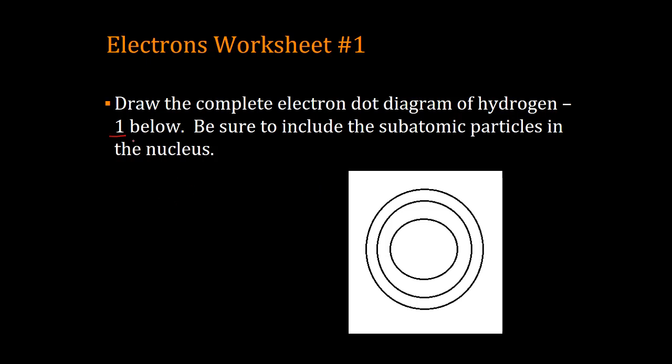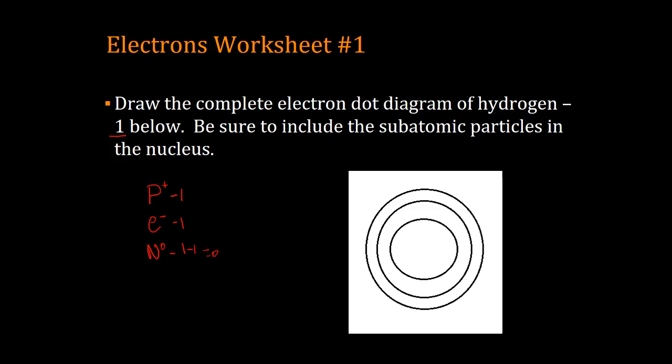So we want to draw the complete electron dot diagram for hydrogen. Hydrogen 1, remember when we're talking about a specific isotope, we name it with its mass number. It says be sure to include the subatomic particles in the nucleus. First thing we should do is figure out what all of those are. So hydrogen has 1 proton, so I'm going to go P plus is 1. Because it's got 1 proton, it's got 1 electron. And then our number of neutrons, they remember have no charge, that would be 1 for its mass number, minus 1 because it's got 1 proton is 0.